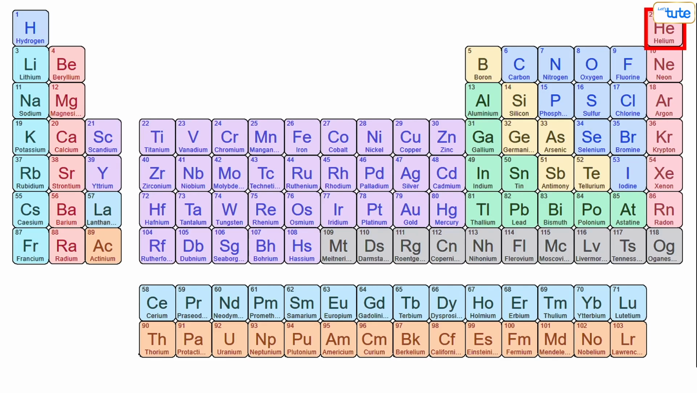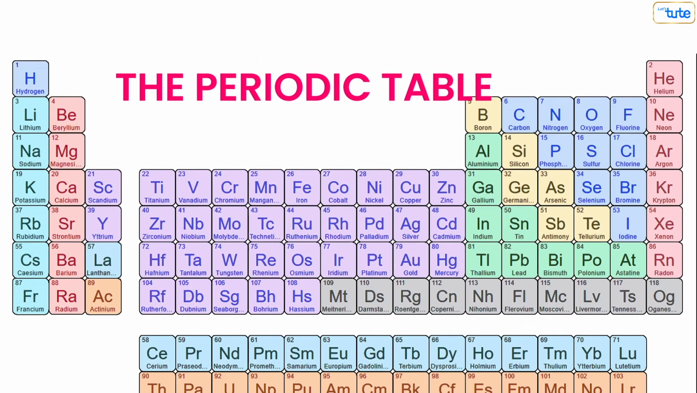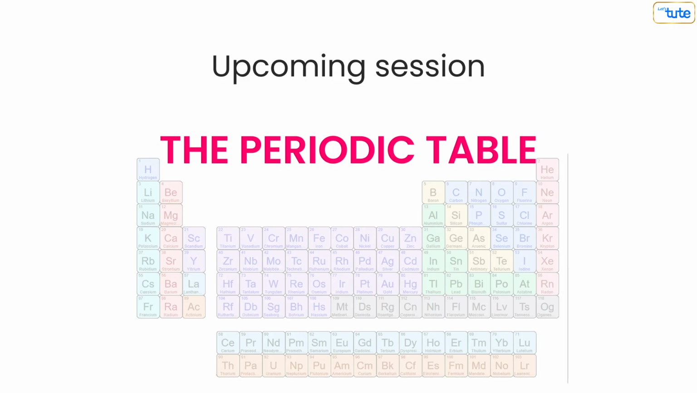Hydrogen, helium, lithium, and more such elements are arranged in a particular structure with their symbol. This structure is called the periodic table. To know more about the periodic table and arrangements of an element, make sure to watch our next upcoming video.